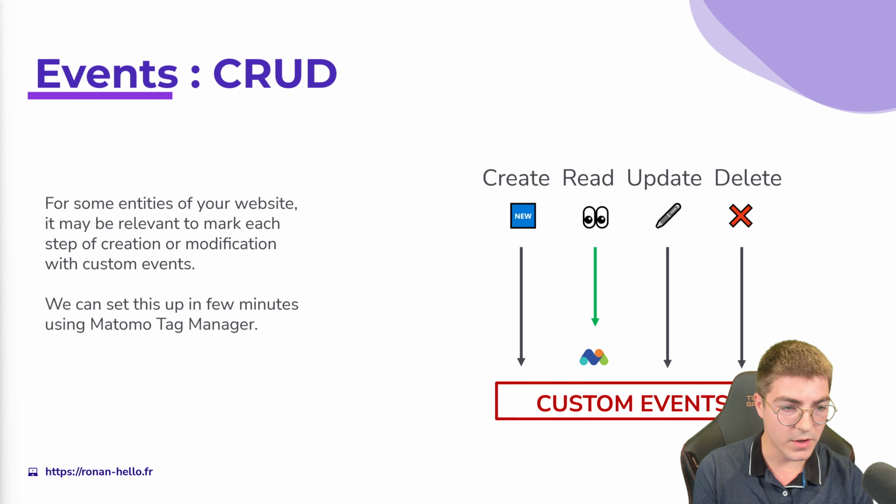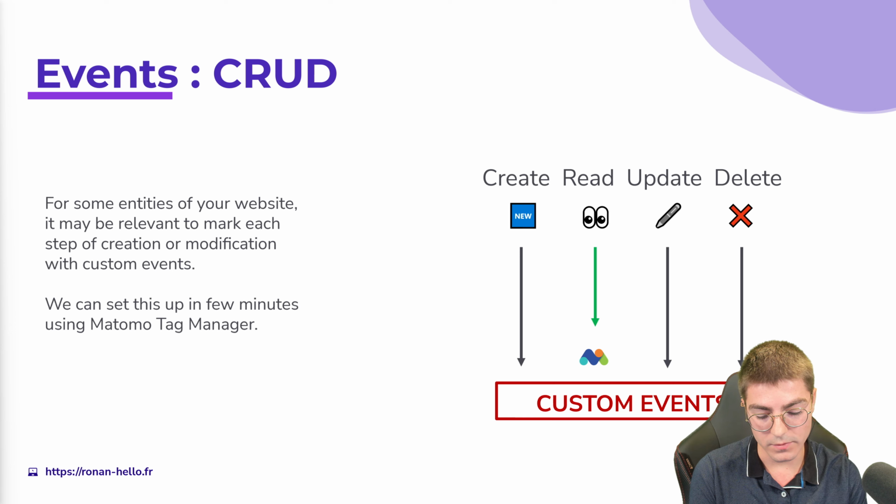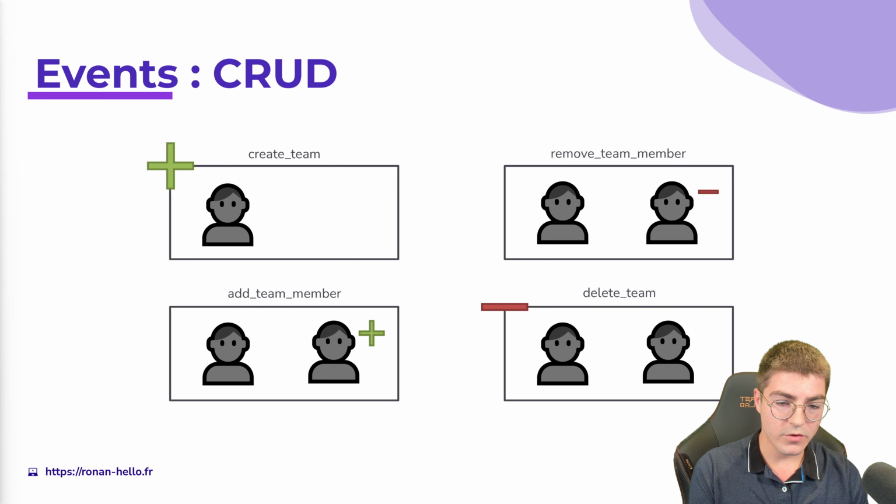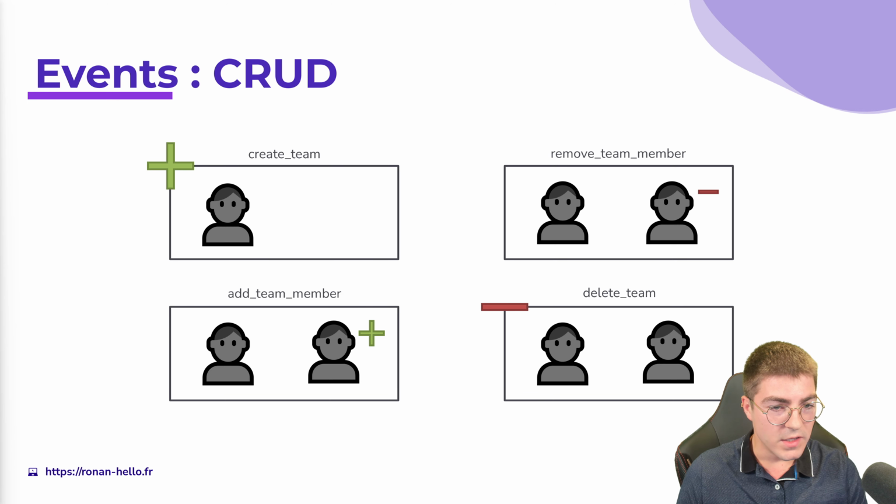But for the create, update, and delete, there are no custom events by default, so you have to set them up just as we saw with the form submission event. Another application that I already made for several platforms is when you have a SaaS platform with many workspaces and many teams. A user can create one or many teams, and then you can add a member, remove a member, or delete a team.